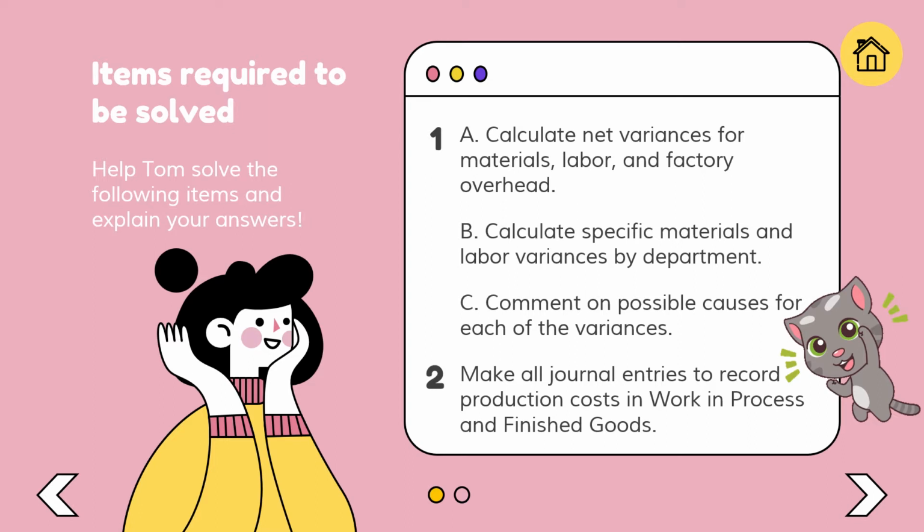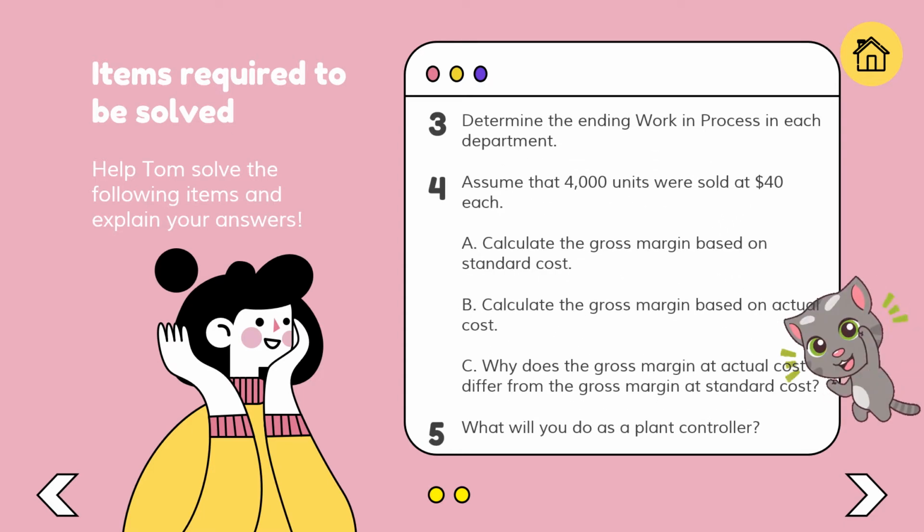Number 2. Make all journal entries to record production costs and work in process and finished goods. Number 3. Determine the ending work in process in each department. Number 4. Assume that 4,000 units were sold at $40 each. And number 5. What will you do as a plant controller?